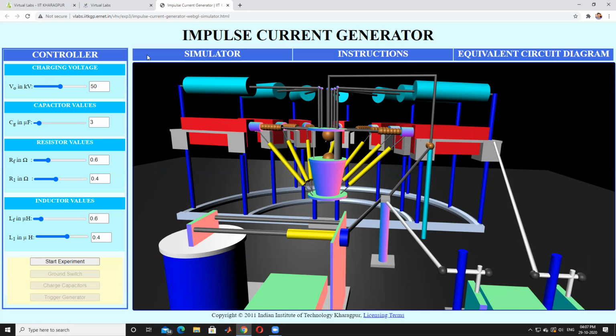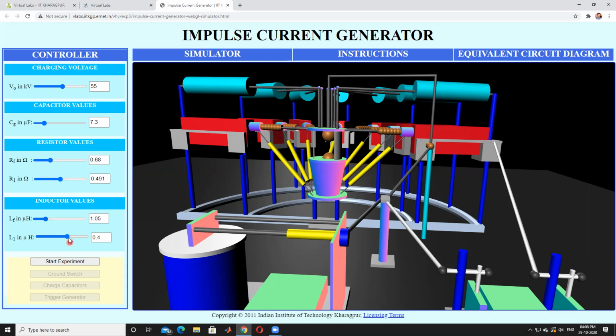These are the different parameters. This is the charging voltage, which I am adjusting to 55. These are the charging capacitors, CG, which I have adjusted to 7.3 microfarads. The front resistance I adjusted to 0.65, 68. R1 I have taken as 0.91. Then there are the front inductance and tail inductance.